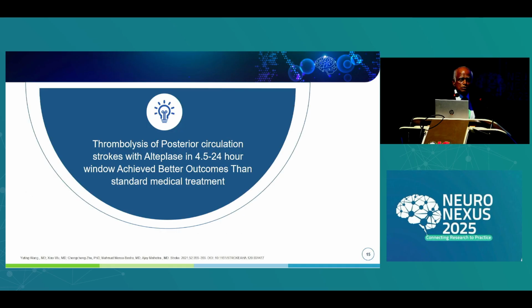Now, thrombolysis of posterior circulation, a topic which is rather untouched in most of the studies, with alteplase in 4.5 to 24 hours. Again, a paper originated from China. With due regard, those guys produce phenomenal papers within a very short span. I wish India could do it.